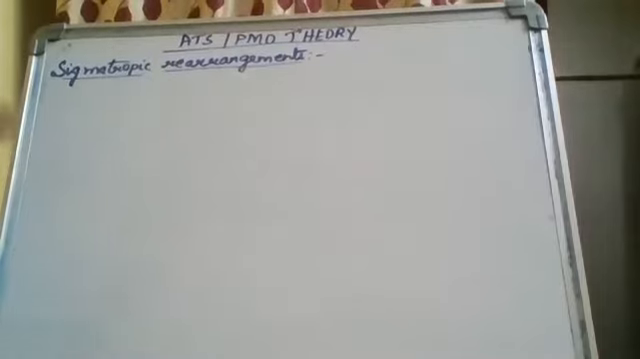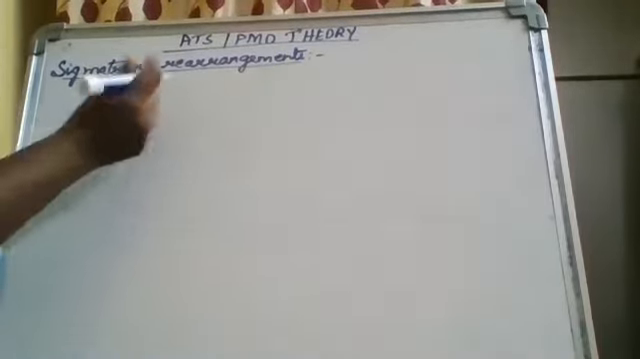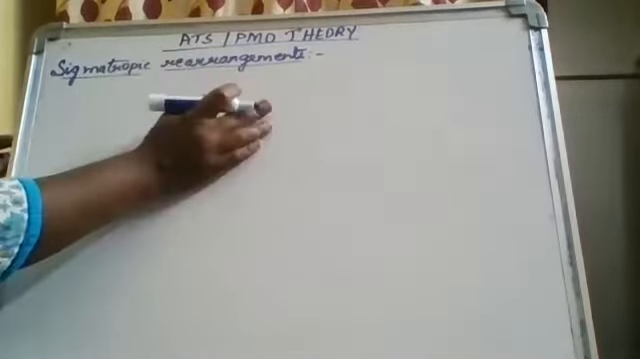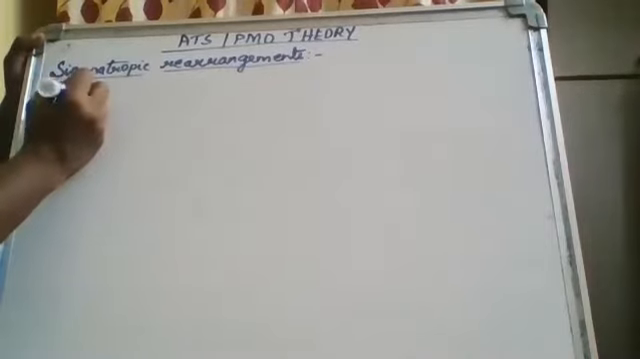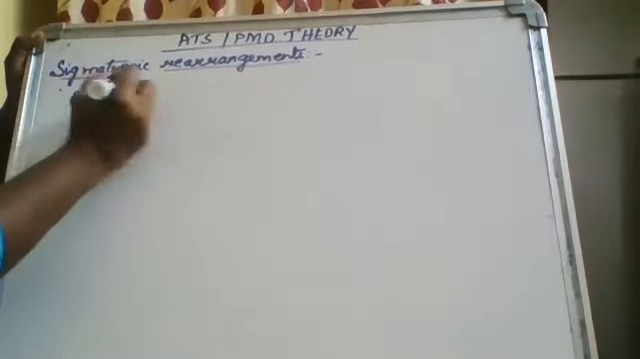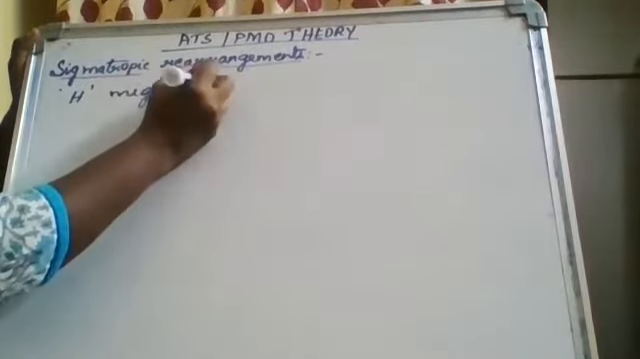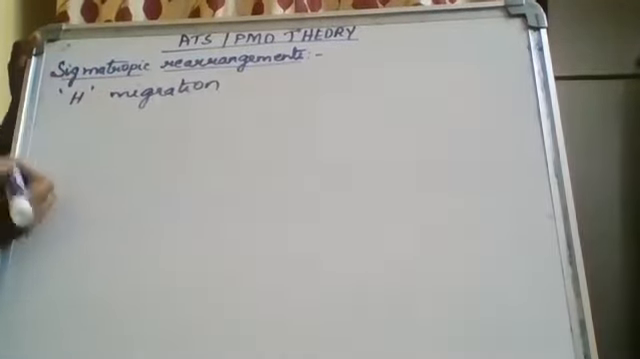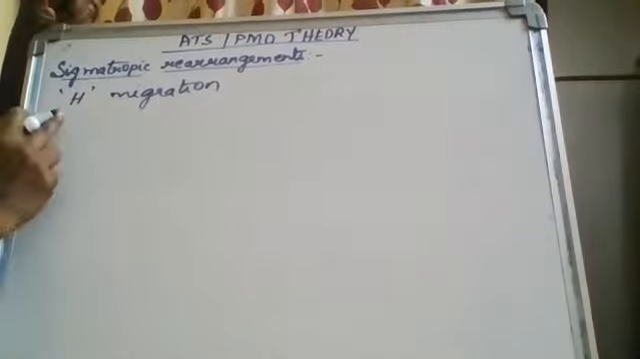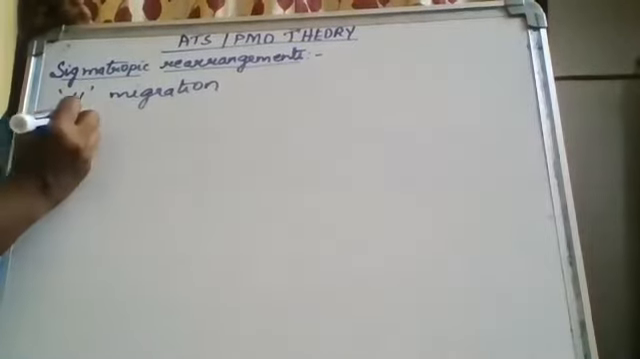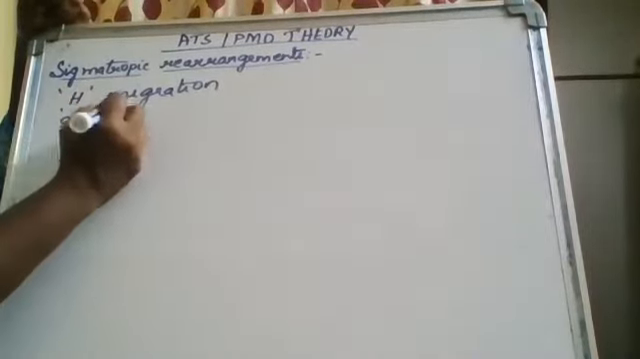Okay. Today we are going to do the application of the ATS or the PMO theory to the sigmatropic rearrangements. Now, when we are talking about the sigmatropic rearrangements, we are going to deal with hydrogen migration. It's a migration of the sigma bond to the allylic system. So we are going to deal with hydrogen migration as well as group migration.